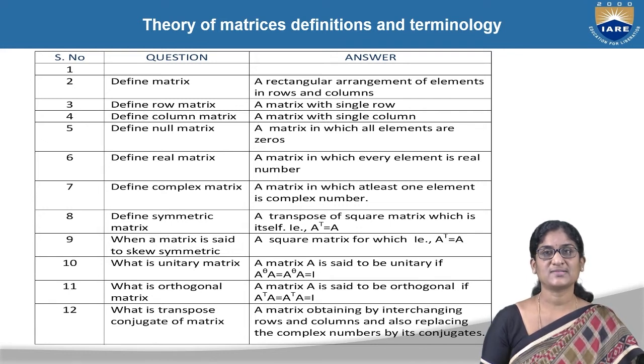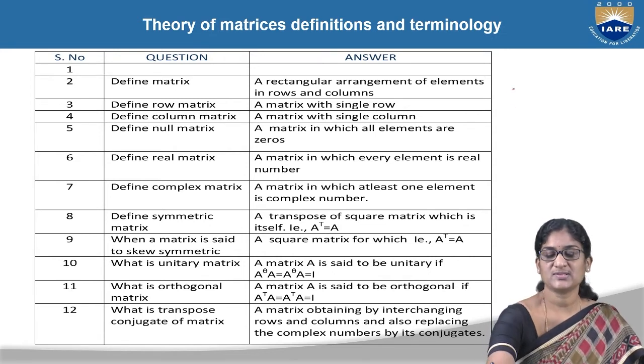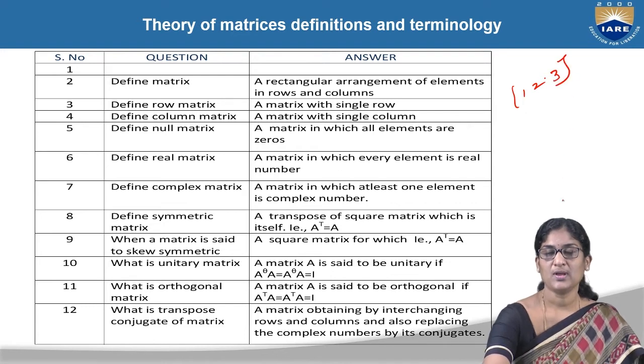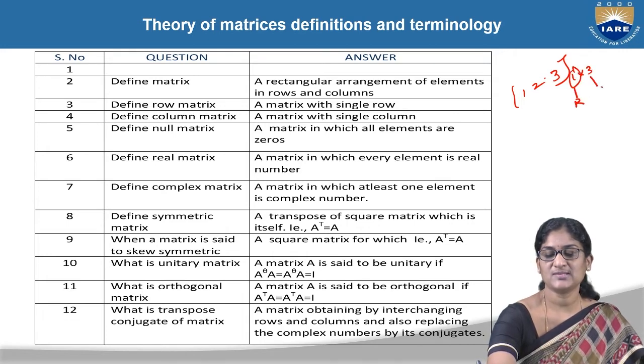Define a row matrix. A matrix which has a single row is called a row matrix. For example, 1, 2, 3 is a single row, and the order of this matrix is 1 into 3, where 1 represents the rows and 3 represents the columns.